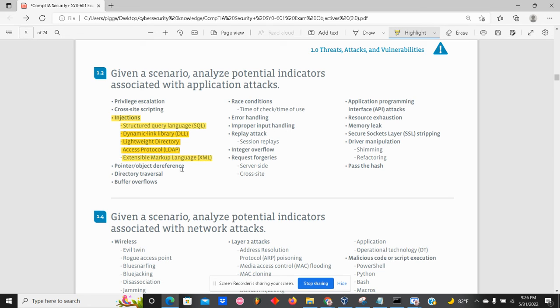XML. I'll get back onto that one next time. Pointer dereference is basically pointing application memory into a different place of application memory. It's hard to explain it. So imagine an application. So each application is destined for a certain memory place.